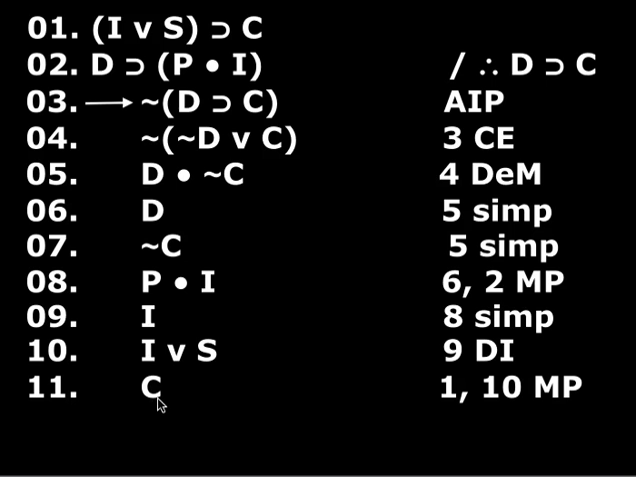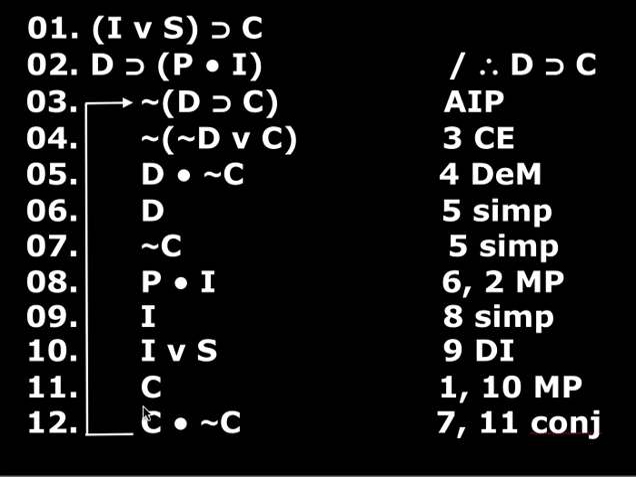There's my explicit contradiction materials. So I'm going to conjoin those, C and not C. And explicit contradiction, next line has to be the negation of my AIP. So it was not D and C. I'm just going to negate it by taking that tilde off, if D then C. And that's by the entire indirect proof, lines 3 through 12, indirect proof.